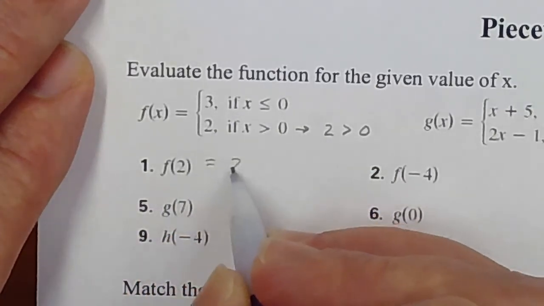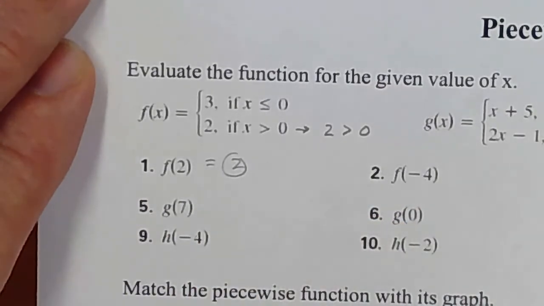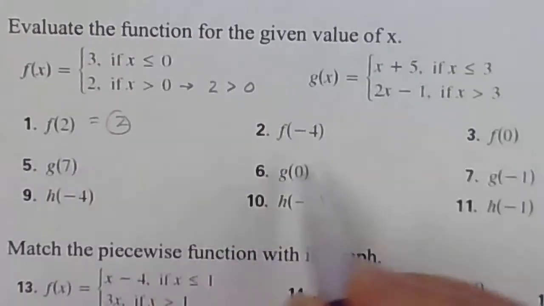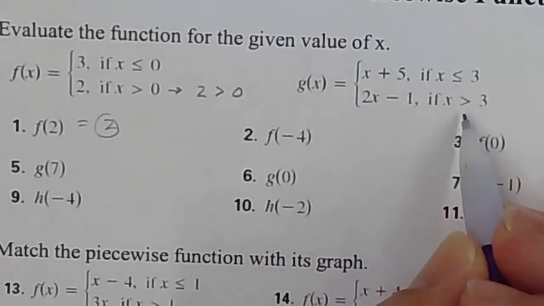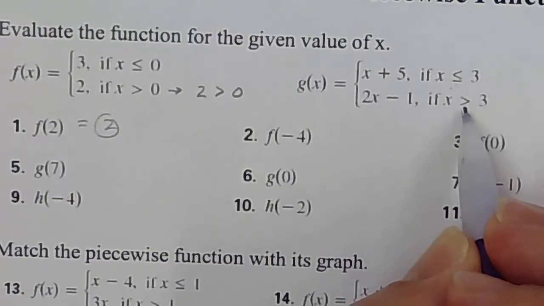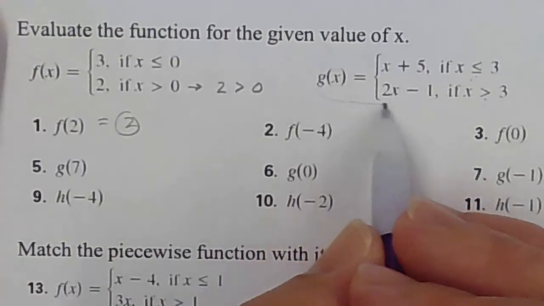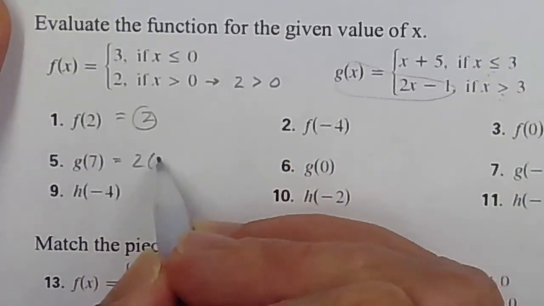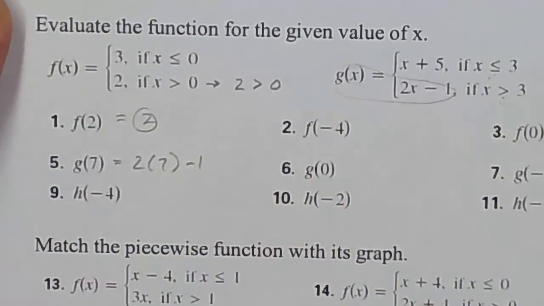All right, I know that one was kind of a weird one. Maybe I should just do one more. Let's try 5, g is 7. Which inequality does 7 satisfy? Is 7 greater than 3 or 7 less than or equal to 3? It's greater than 3. So the only thing I'm using is the bottom line now on this one. Okay, so basically to figure this out, it's 2 times 7 minus 1. And then we get our answer for that one, which is 13.